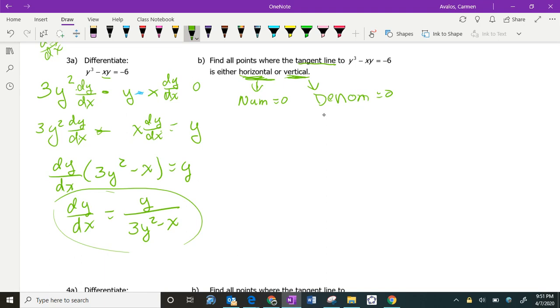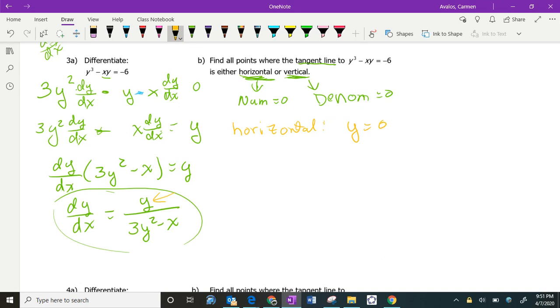So in order for us to have the numerator be 0 for the horizontal line, and I'm just going to do the horizontal line in yellow, we're going to have y is equal to 0 because that's the numerator right there. We're setting the numerator equal to 0, and so we get that y is equal to 0. So we're going to put that back into our original equation because we want to know the points on there. So that's the point where y is equal to 0.